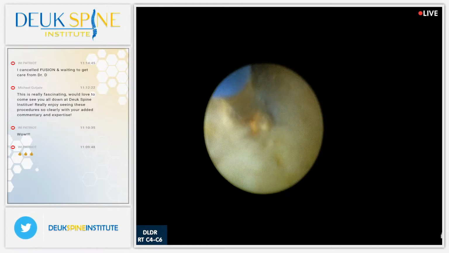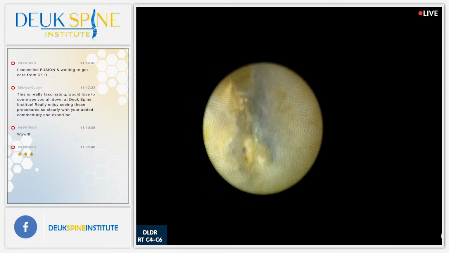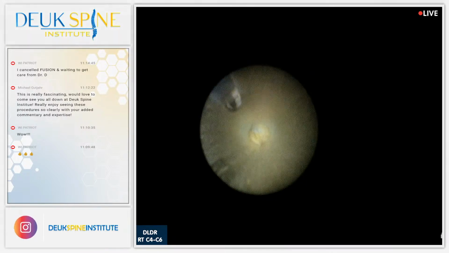So this disc has got a lot. Look at all this calcium. This has been a problem for a while. I'm out in the left foramen at C4-5. The nerve is literally right down there, just past that piece of ligament. We're not going to mess with the nerve.